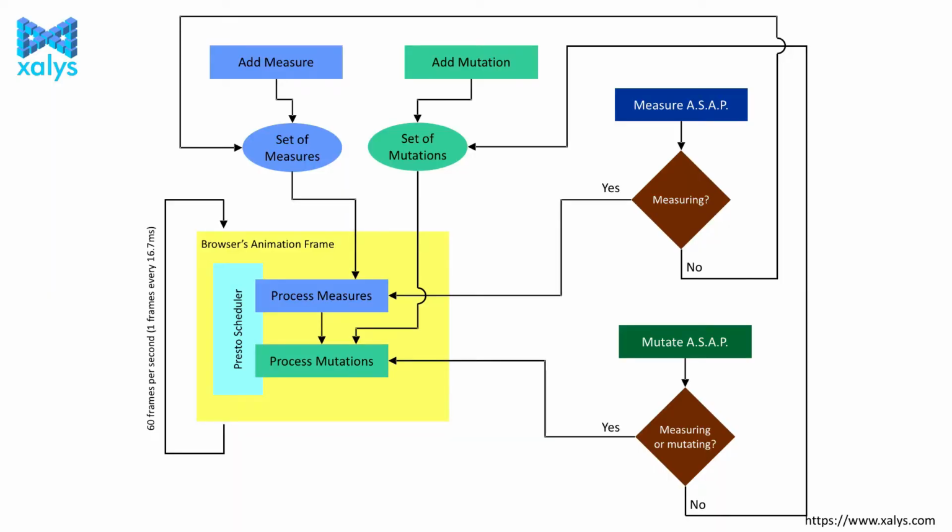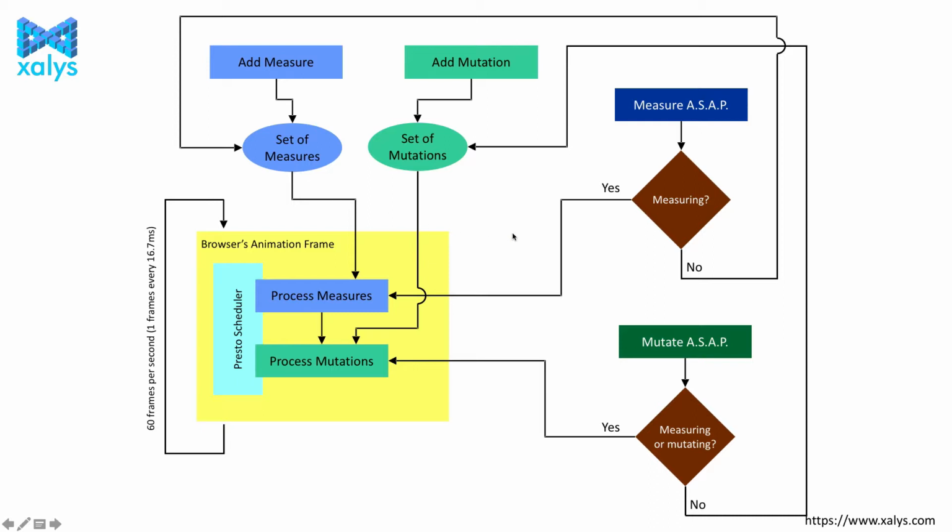Presto has two more fundamental operations related to the scheduling. You can ask Presto to measure or mutate as soon as possible. If you ask Presto to measure as soon as possible, you have two possible outcomes. If you are already in the measuring phase, Presto will execute the measure immediately. If it is not the case, Presto will schedule your measure for the next animation frame cycle.